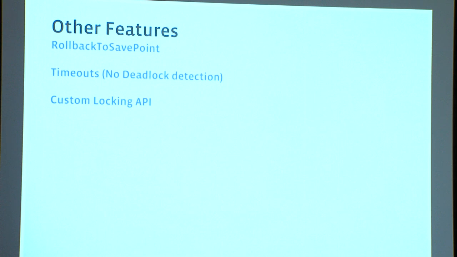Running short on time, we're supporting a couple other features. We're supporting partially rolling back transactions. We don't have to roll back everything. You could just roll back to a save point you set. It makes it easier when we're executing many statements in a transaction and we want to fail one statement, but not the others.